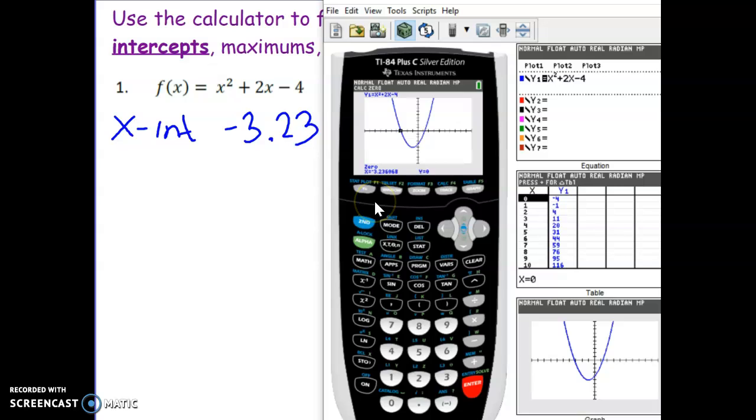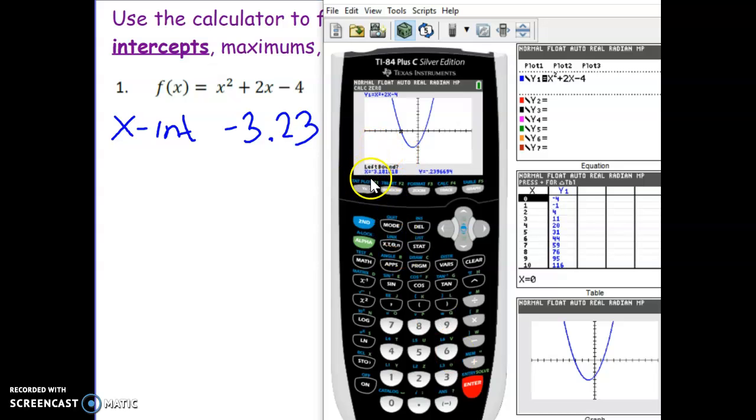Okay, so let's remember, make sure you write these down. First you hit second and then trace to get to the calculate screen. And then the thing I want to find is a 0. An X-intercept is also called the 0 of the function.